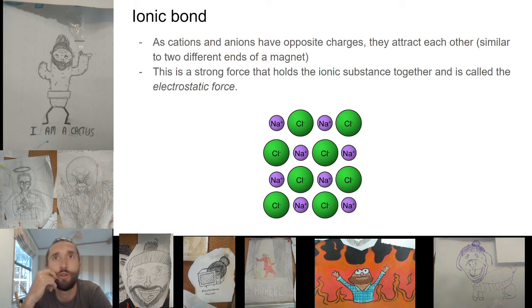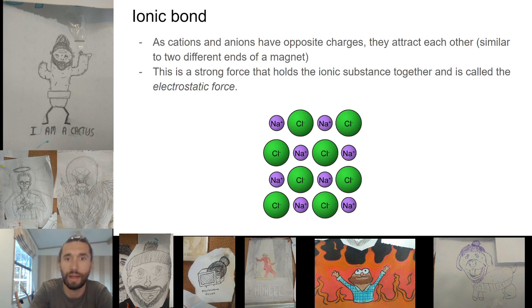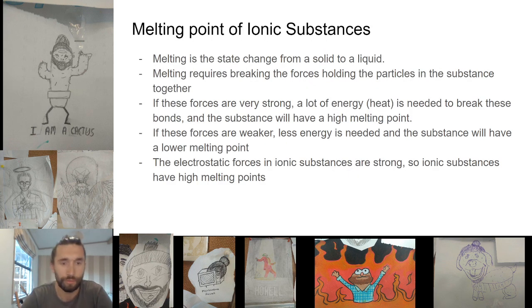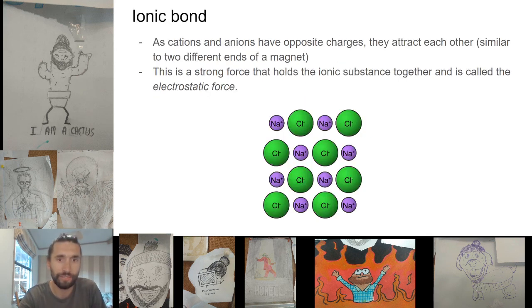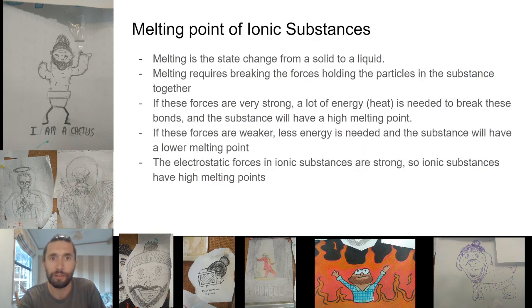There is a strong force that holds the ionic substances together, and we can call this the electrostatic force. That is any force between a positive and a negative substance. So this topic is called bonding, structure, properties. We looked at the bonding, ionic bonds. The structure is this lattice shape. And now we're going to be looking at some of the properties of ionic substances.